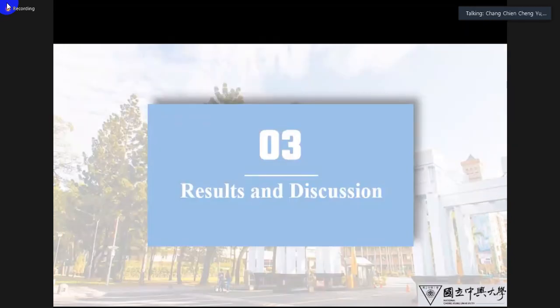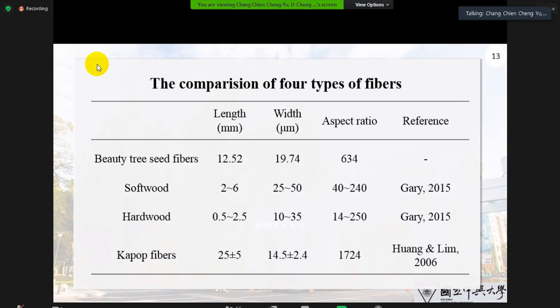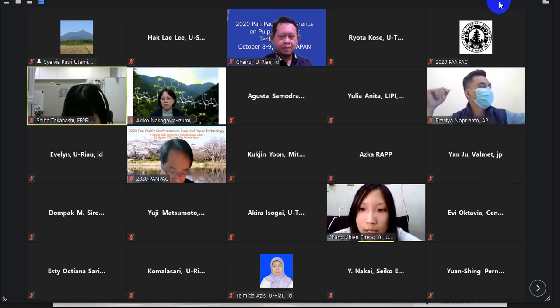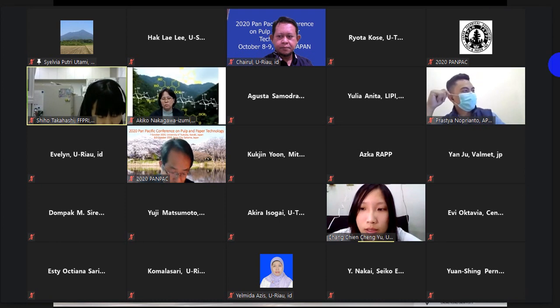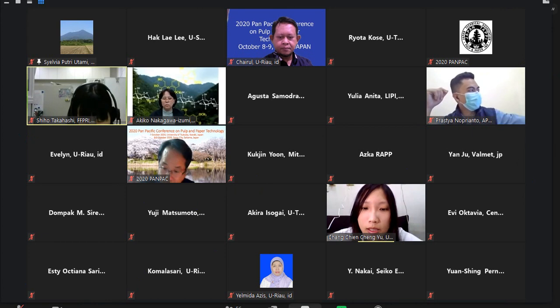After the experiment, we have the following result. This table shows that compared with the result of previous research, the length of seed fiber of beauty tree is greater than that of softwood and hardwood. And the width is between softwood and hardwood. Compared with kapok, the length of beauty tree seed fiber is shorter than that of the kapok fiber, while the width is similar. It is expected that the application of beauty tree seed fiber in pulp and paper can improve the mechanical properties of paper.